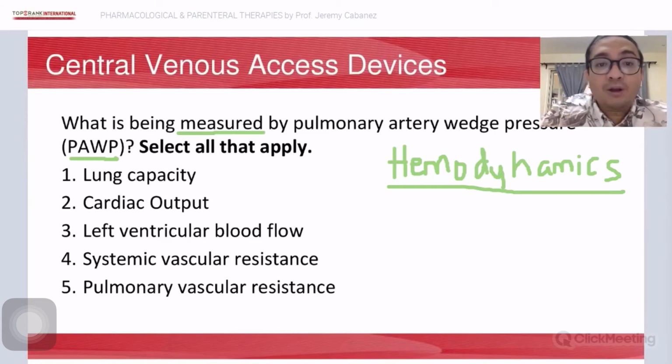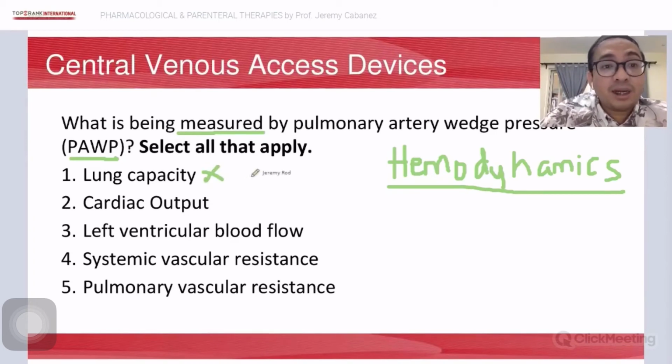So therefore, ano yung pwedeng ma-measure? Circulation. So ang pipiliin mo lang, something na related sa circulation. Okay, next. Isa-isahin natin. Number 1, lung capacity. Ang lung capacity po ba ay tumutukoy sa breathing or sa circulation? Check or X. X yan.